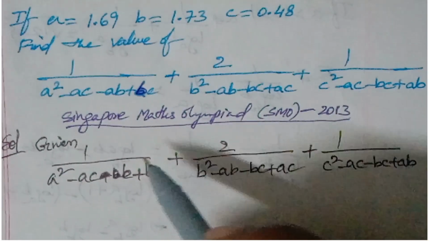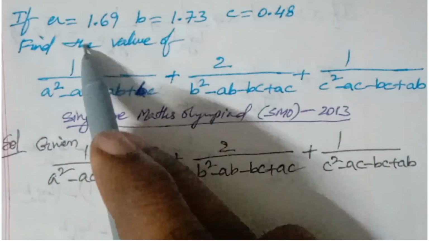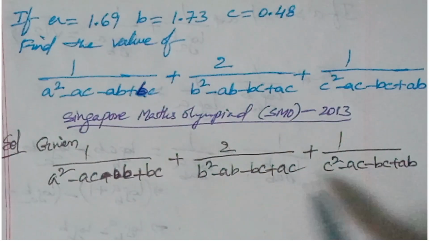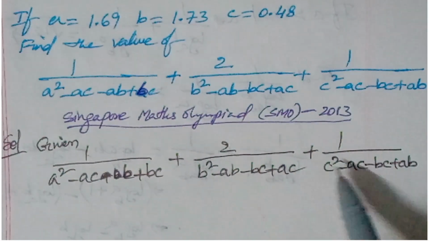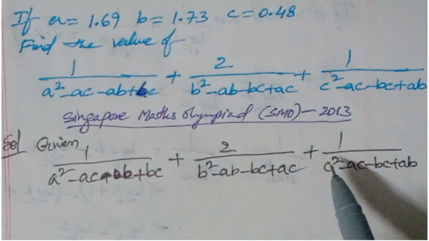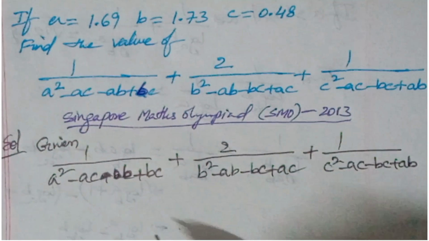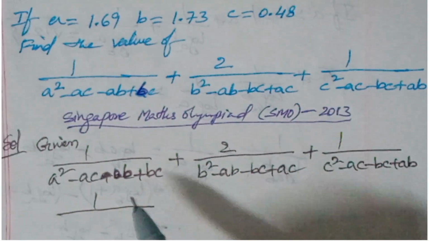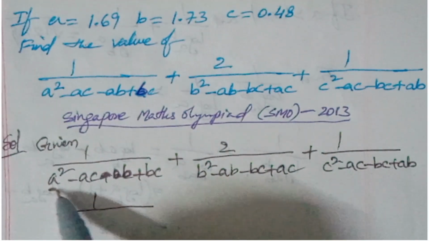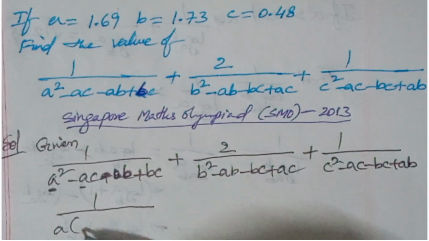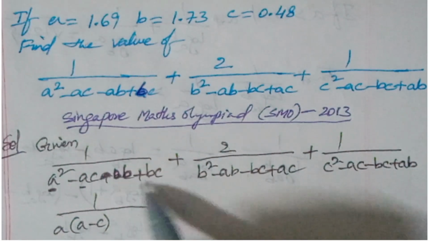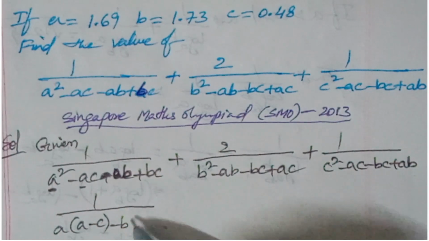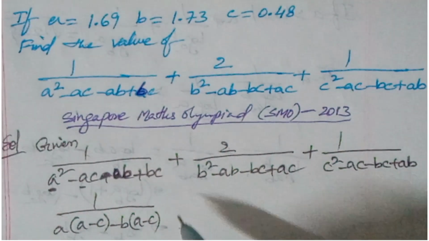So here you have to solve this and you have to substitute the values of A, B, C. If you directly substitute the values, the problem will be tough. First you have to simplify these three and then substitute the values. Here you can find the factors. You can take A common, A minus C. Here you can take B common, minus B of A minus C.